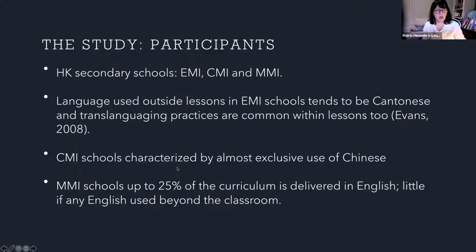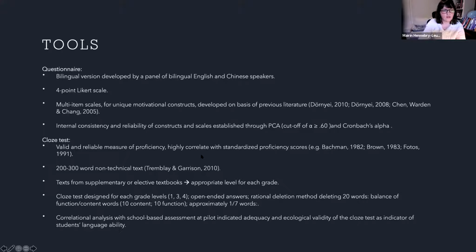Our participants were Hong Kong secondary school learners. So we took obviously children from EMI, CMI and MMI schools. The language used outside lessons in EMI schools tends to be Cantonese, so just bearing that in mind. CMI school, almost exclusive use of Chinese, and MMI up to 25% in English, possibly, not always. We used questionnaires, and I should mention that our sample was something around 3,800 children, something like that.